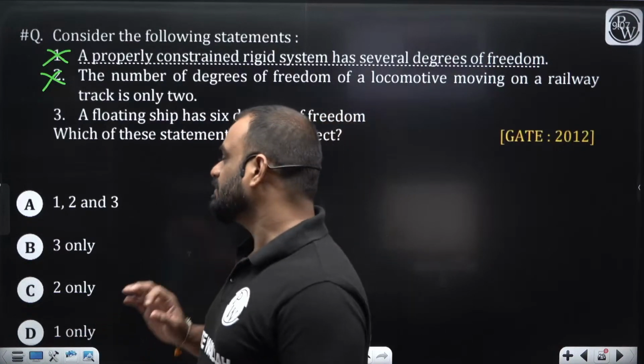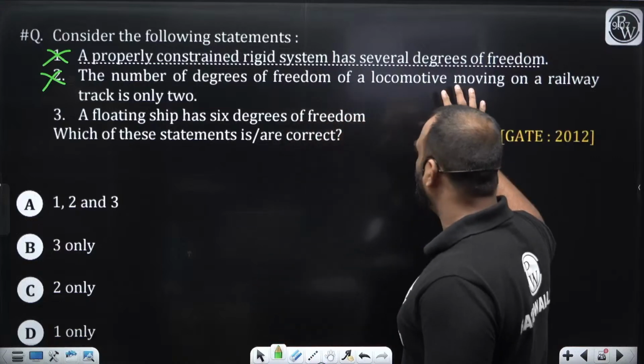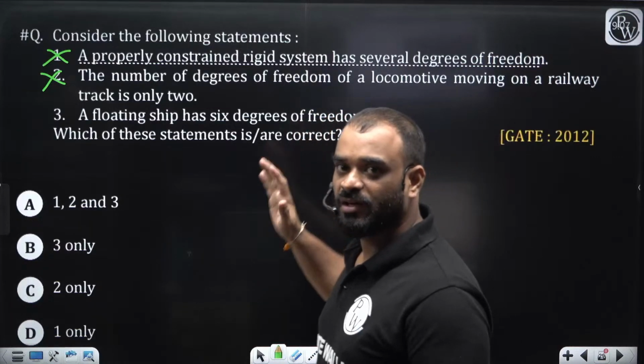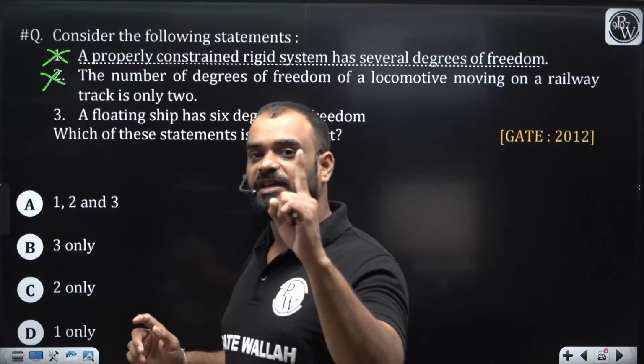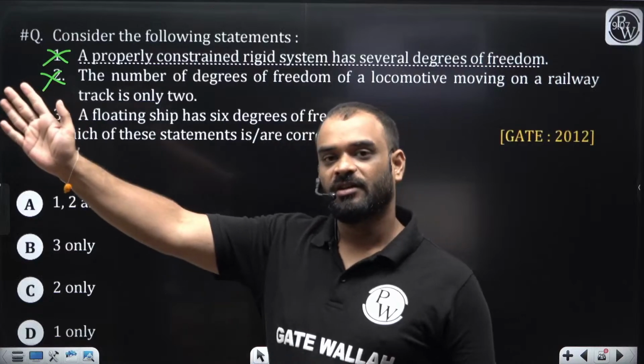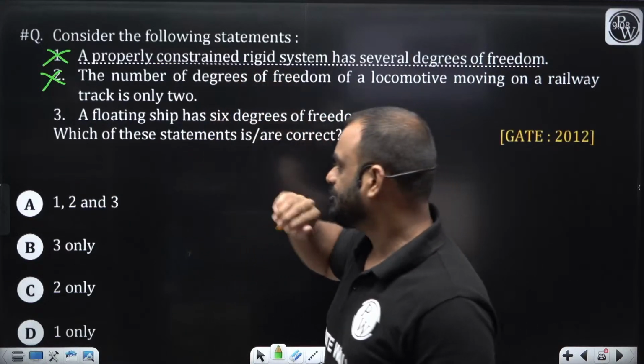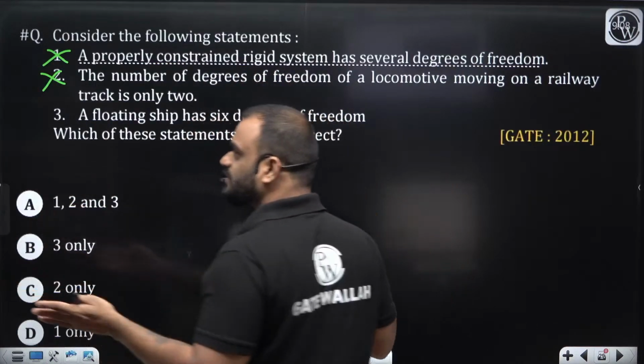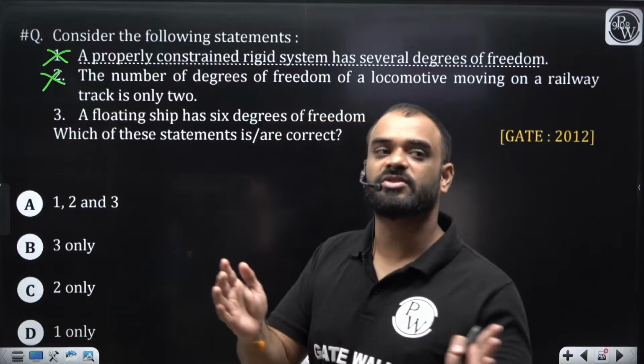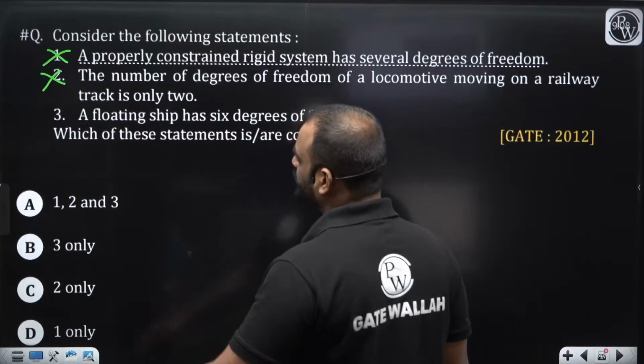So guys, please remember this particular point. The locomotive which is moving on a railway track has only a single degree of freedom. It can move in the horizontal direction, that's it. If the railway track is turning, then only the locomotive turns. So that's why this statement is wrong.